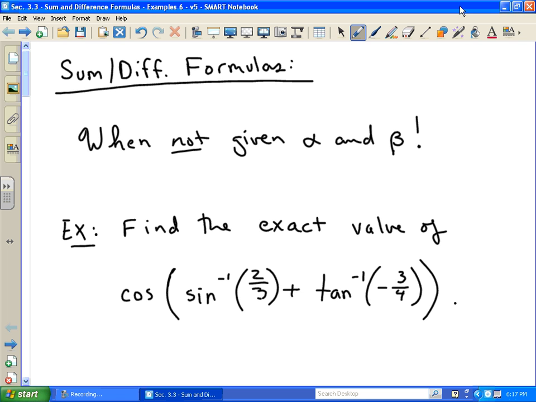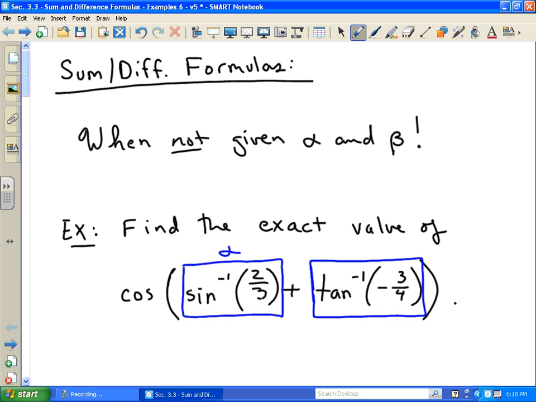You see the cosine function on the outside, and then contained within the function, you see a sine inverse. Well, an inverse function actually means an angle. So we can think about sine inverse of 2/3 as being our angle alpha. The same thing for tangent inverse. Tangent inverse can be thought of as an angle. We'll call that angle beta. And then in the middle of this, you see a sign, which is plus.